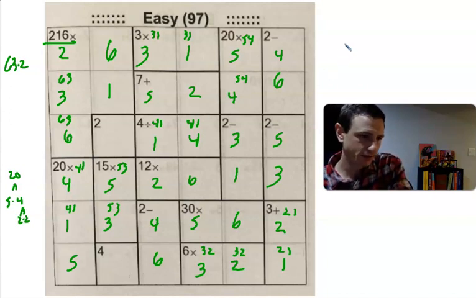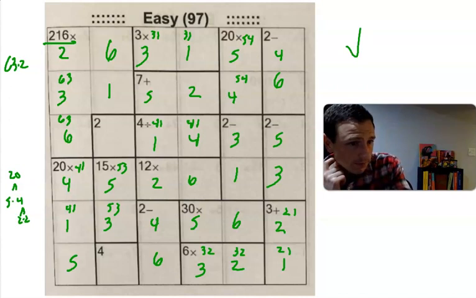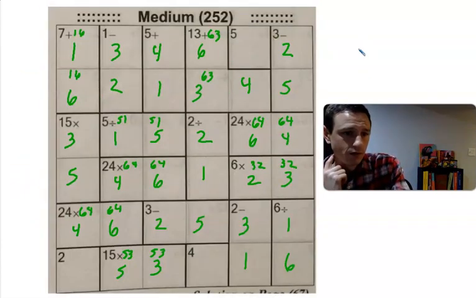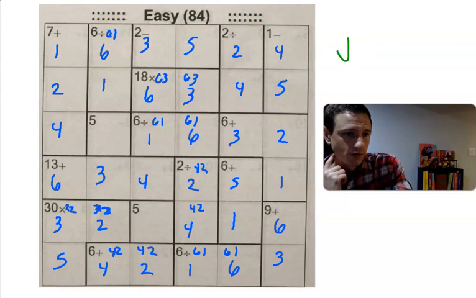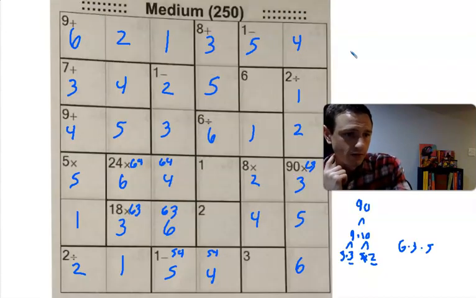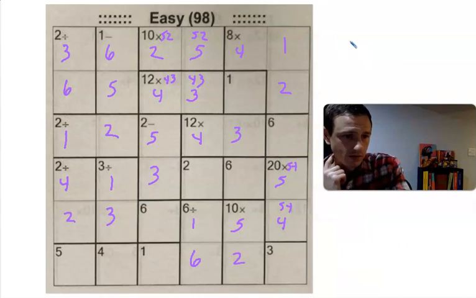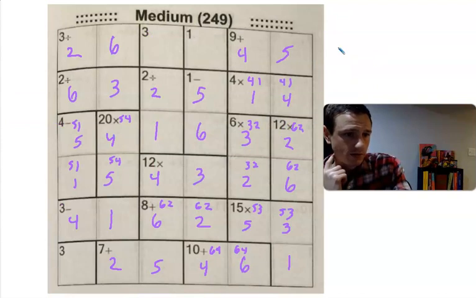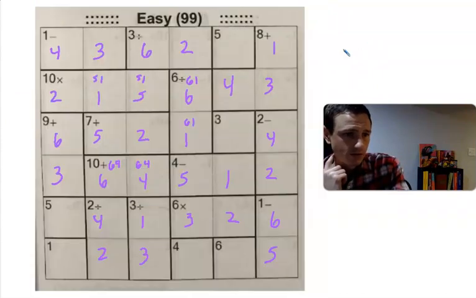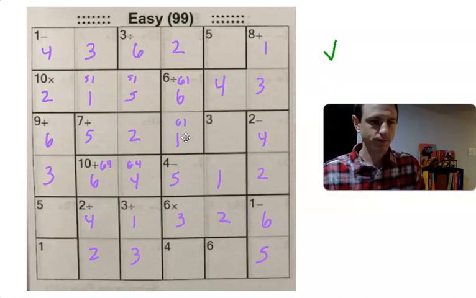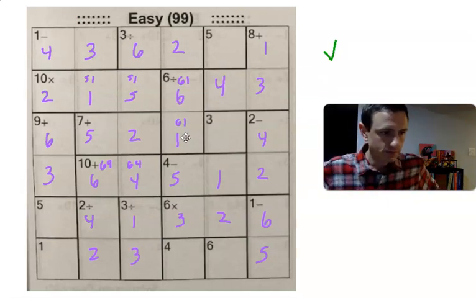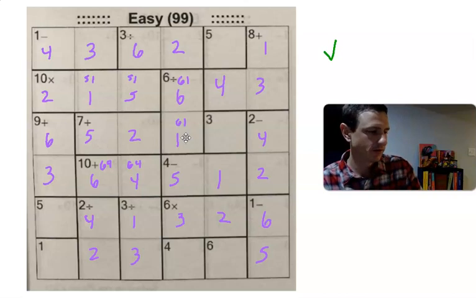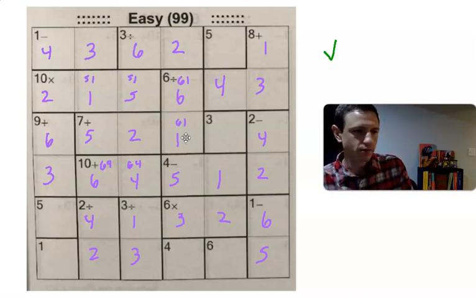Cool, let's go through and count then. How many did I get done? This was 1, 2, 3, 4, 5, 6, 7, 8, 9, and 10. Ten puzzles. Not too bad. Not too bad, in 60 minutes.